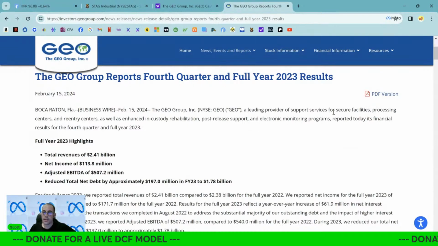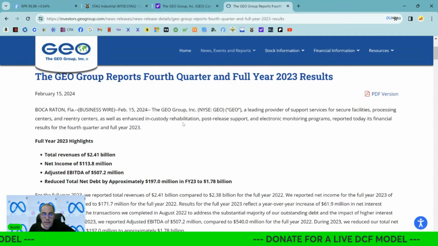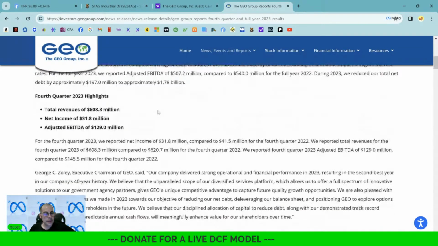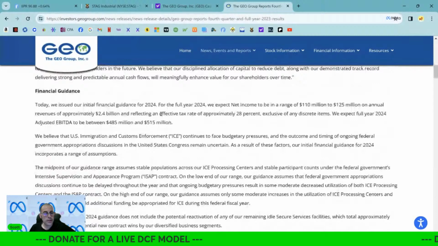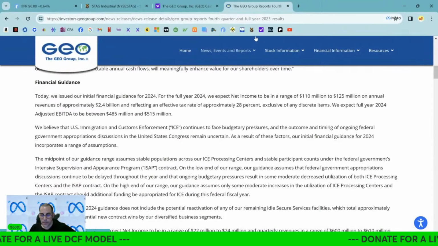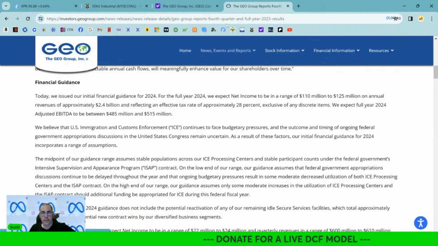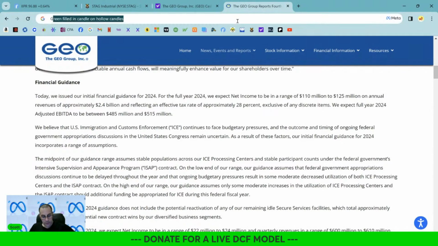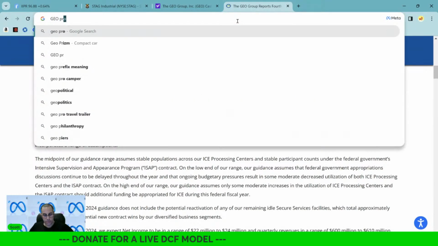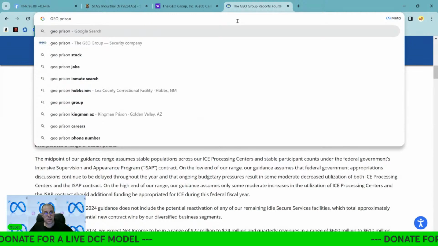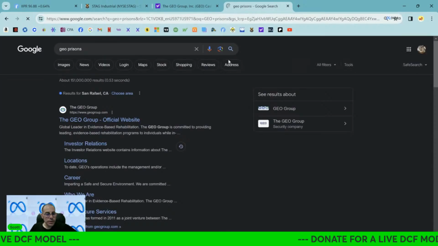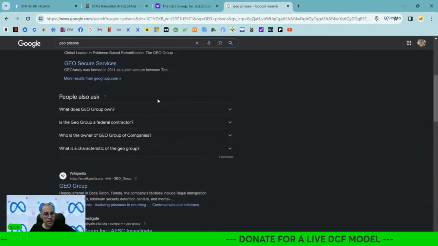Is a provider for secure facilities, processing centers, and reentry centers, custody, rehab, post-release. I don't know where to read those reviews. I remember too much politics influence. Okay, Geo. Prison. So I want to get an example of what prisons they own.